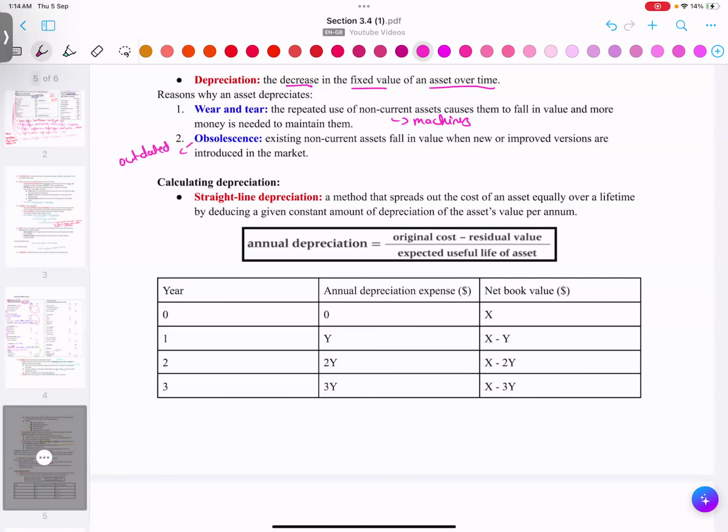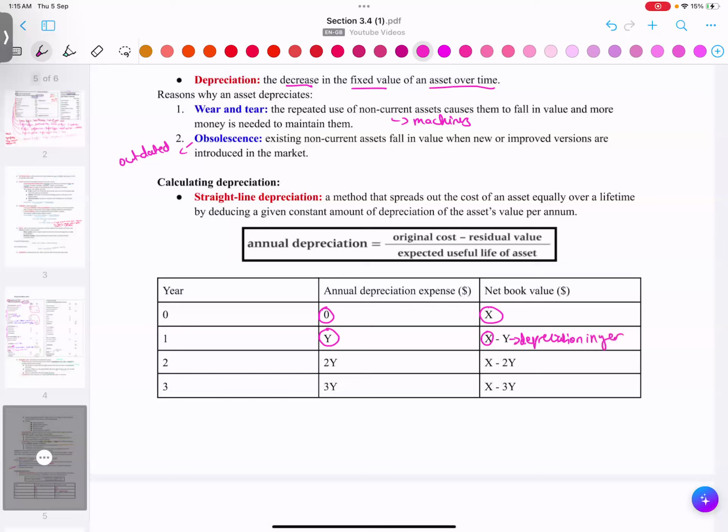Okay. So now calculating depreciation. The first way you calculate it is straight line depreciation. It's a method that spreads out the cost of an asset equally over its lifetime by deducting a constant amount of depreciation over the asset's value per annum, so per year. So basically, in year zero, the annual depreciation expense is zero because it didn't start depreciating, and the net book value is X, okay? But then the depreciation in year one is Y. So what you do is take the value of the asset, basically its original value, minus depreciation in year one.